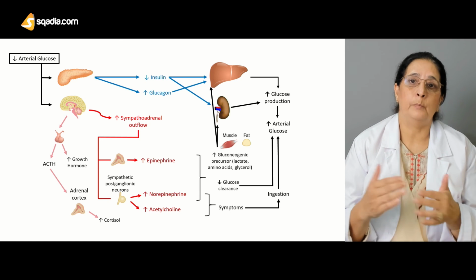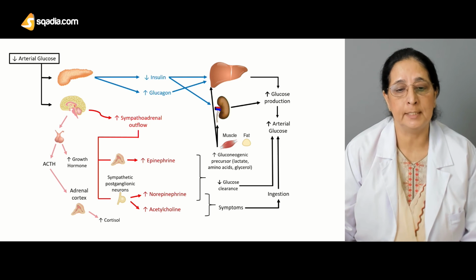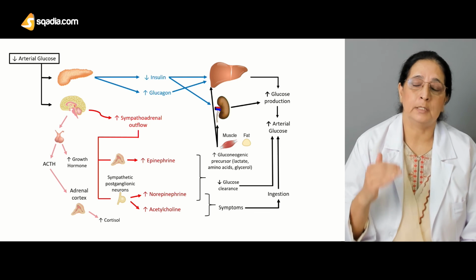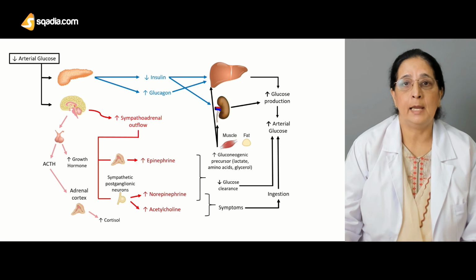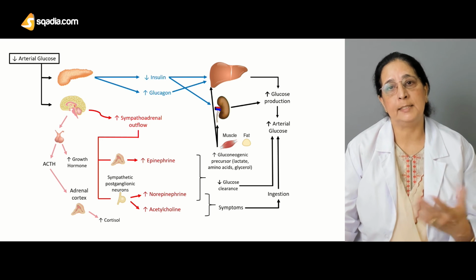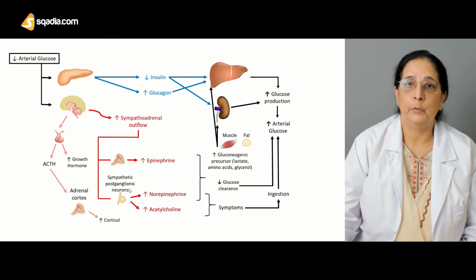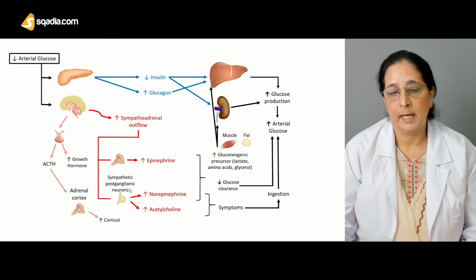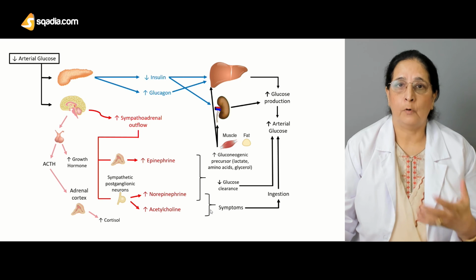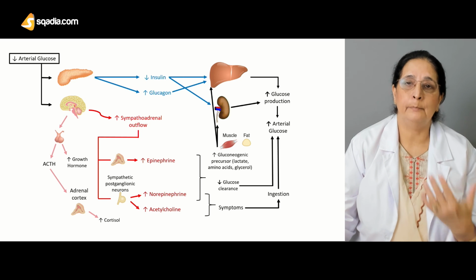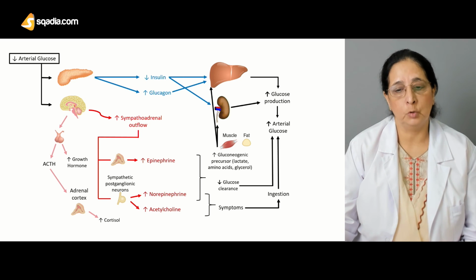And then also by the sympathoadrenal outflow increase, which ultimately causes increase in the epinephrine, norepinephrine, and acetylcholine by affecting the adrenal gland, and also by affecting the postganglionic neurons. And all these hormones play an important role in increasing the blood glucose level and bringing it back to normal.